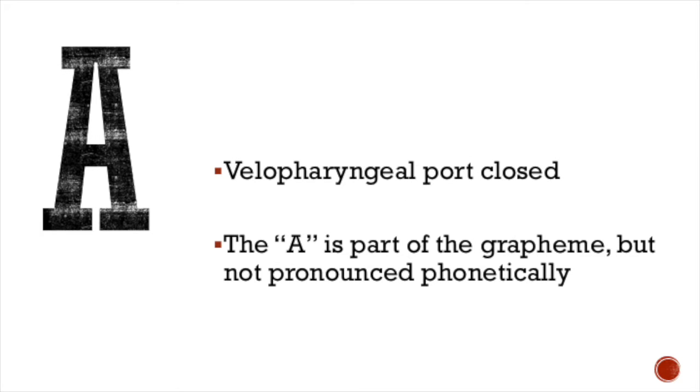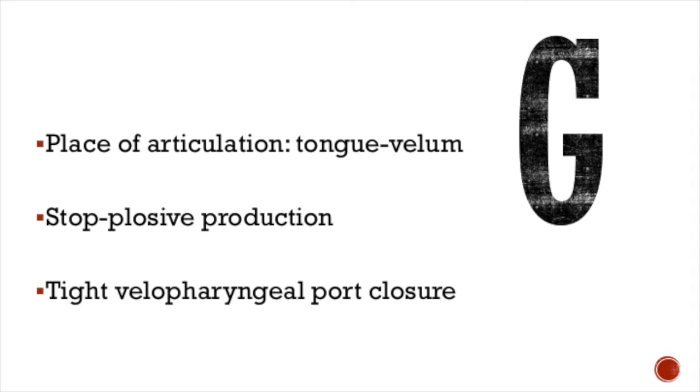A. The velopharyngeal port is still closed. The A is part of the grapheme, or spelling, of the word eagle, but is not pronounced phonetically. G. The place of articulation is velar, or tongue-velum. The G phoneme is a stop phoneme, especially a stop plosive in production. The velopharyngeal port continues to be tight and the lips begin to be less spread and a bit more rounded.